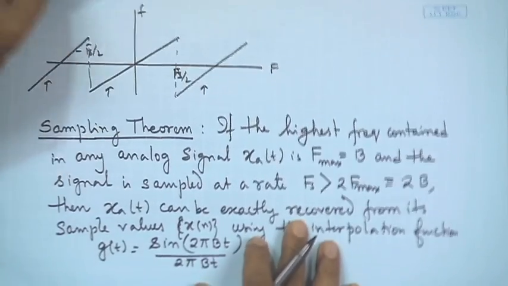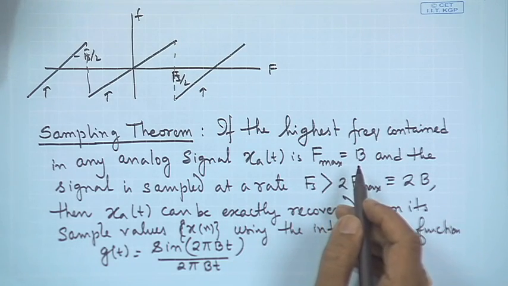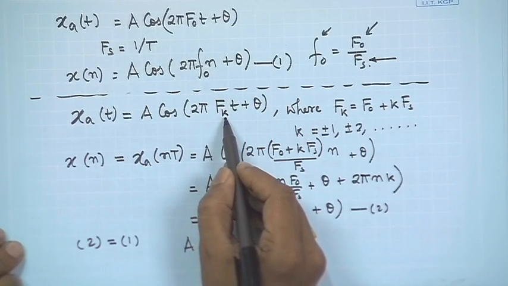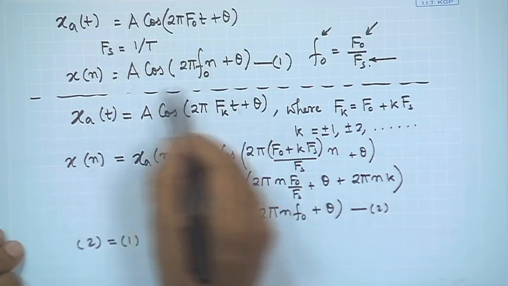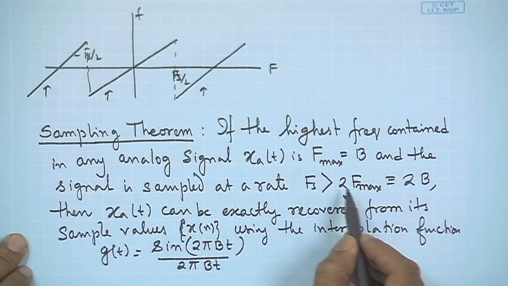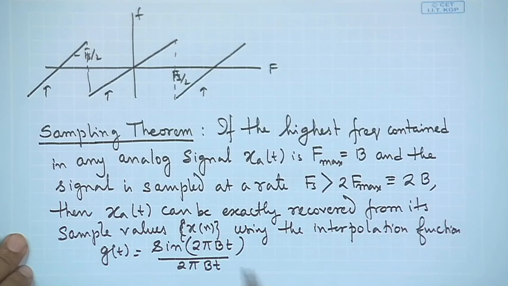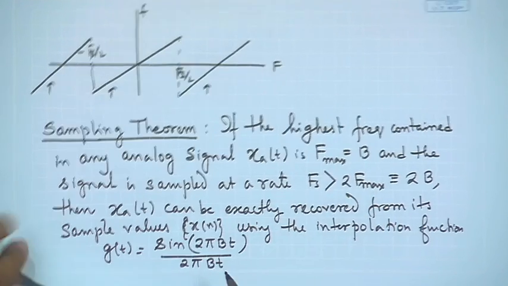However, what it says is that if you know the maximum frequency content as f max, so that means if we go back to this signal, if I know the maximum value of f k which is present in this signal, then we should choose our sampling frequency f s which is more than 2 times the maximum frequency, and then you can reconstruct x a of t, that means the analog signal, exactly without aliasing, and that you can reconstruct using g t, which is expressed by sine of 2 pi b t upon 2 pi b t, where b is equal to f max.